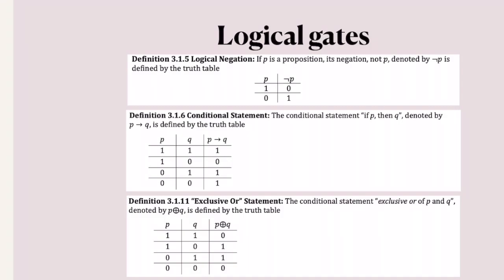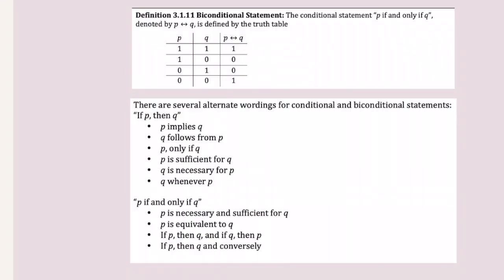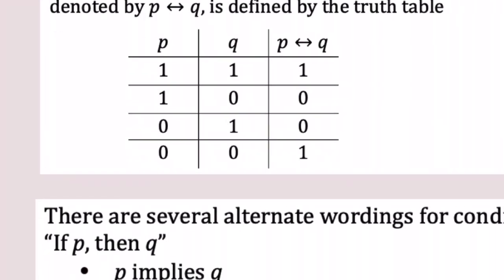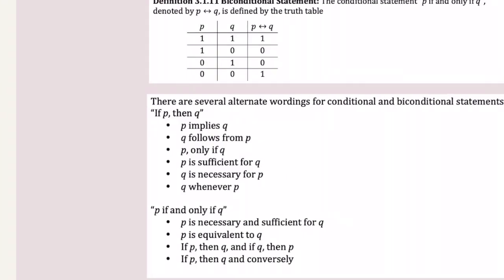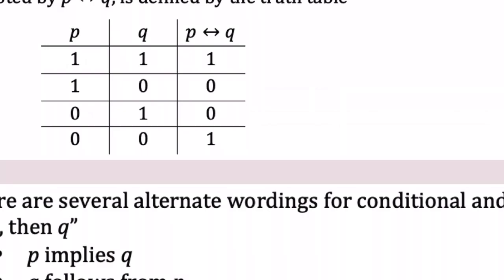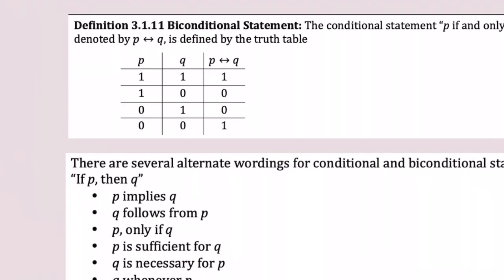And then the next one that we have is biconditional statements. A biconditional statement is saying like P if and only if Q, and it's denoted by that symbol, the two-sided arrow. And that's the truth table for it. So if P is 1 and Q is 1, then P if and only if Q will give us this outcome, as you can see right here: 1, 0, 0, 1.